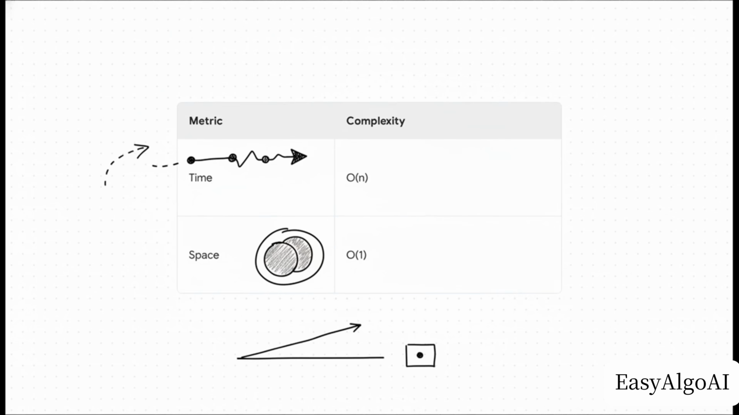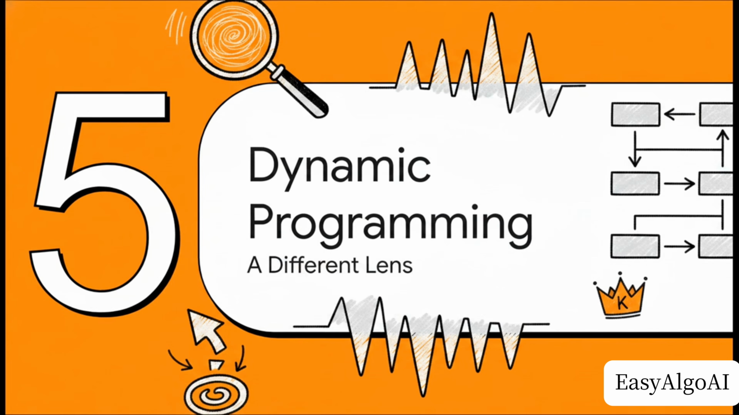Now, because Kadane's algorithm literally just sweeps through the array one single time making these quick local decisions, the time complexity is beautifully linear. It runs at O of n. And even better, because we only need to keep track of a couple of tiny integer variables, just the current sum and the max sum, our space complexity is O of 1. It is ridiculously efficient. But hey, we're not stopping there.